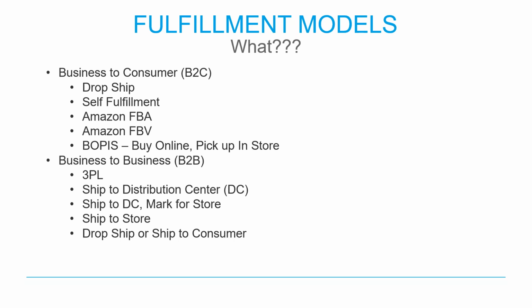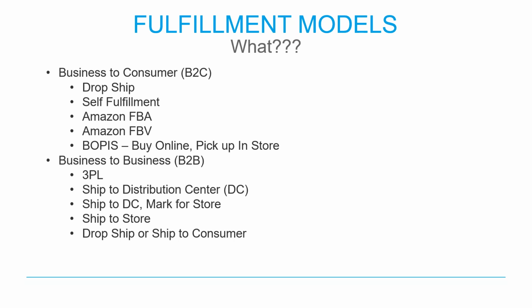Amazon FBA is when the consumer orders through Amazon. Amazon stocks your goods and fulfills your orders. Amazon FBV is when the consumer orders through Amazon and the order is sent to you to fulfill. EOPIS is when the consumer buys the item online, picks it up at the store, and you would be working with the store in one of the B2B models. So let's talk about the B2B model.